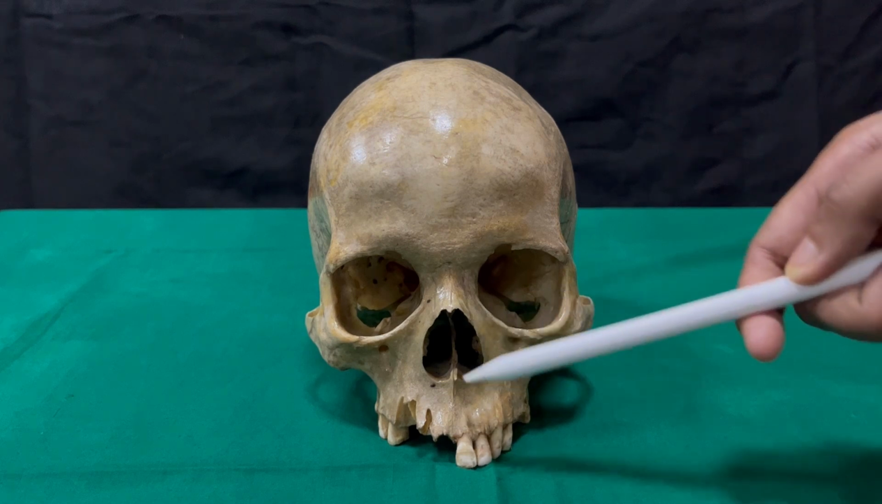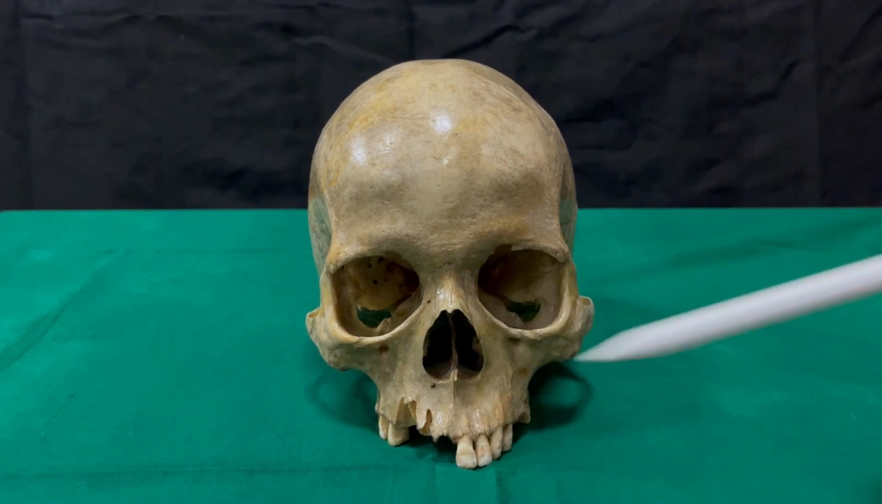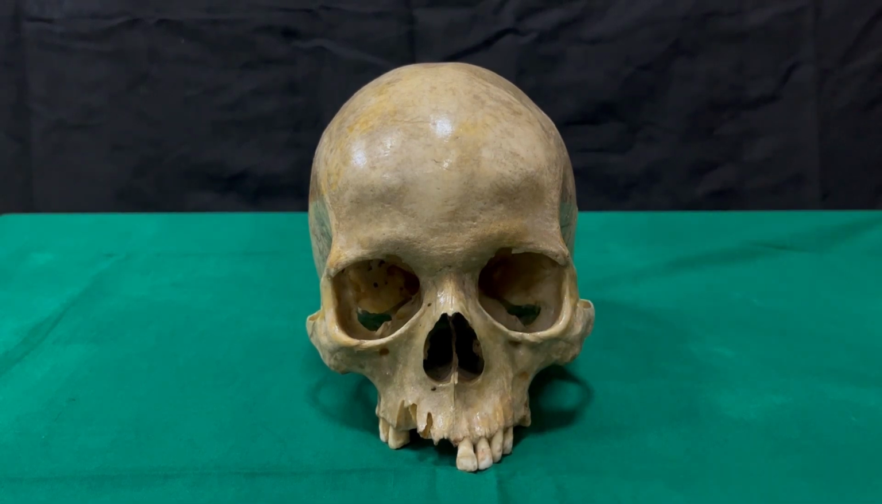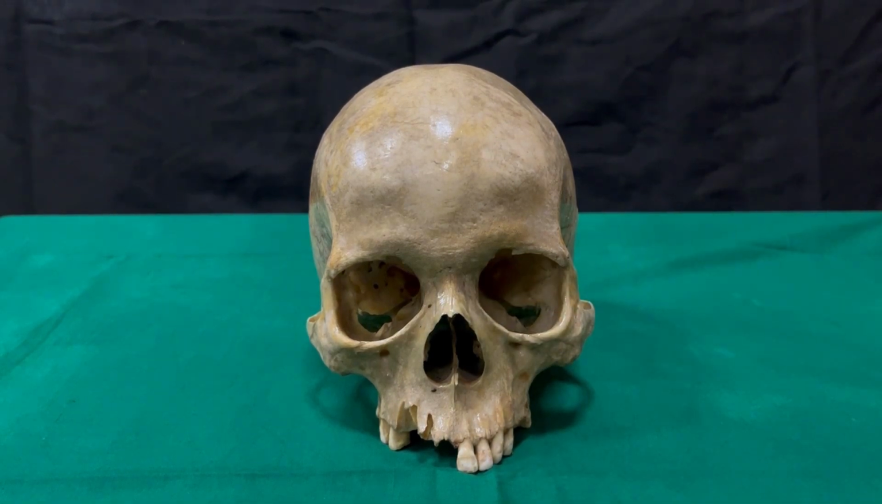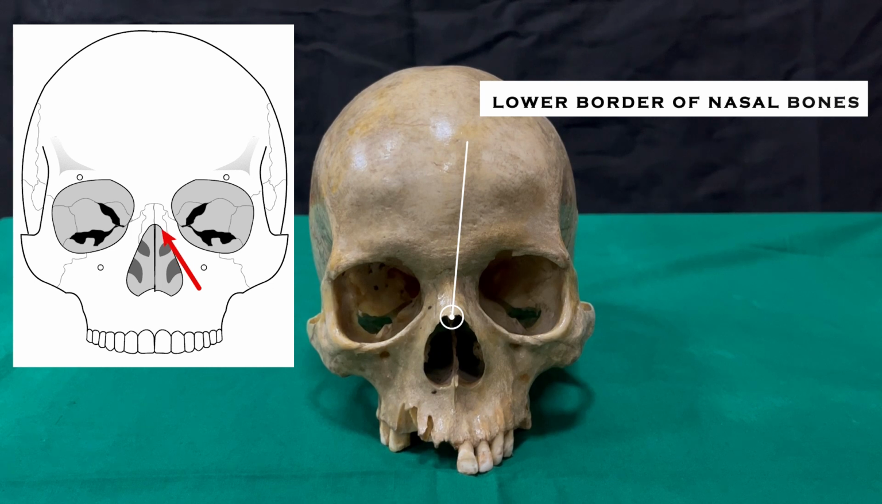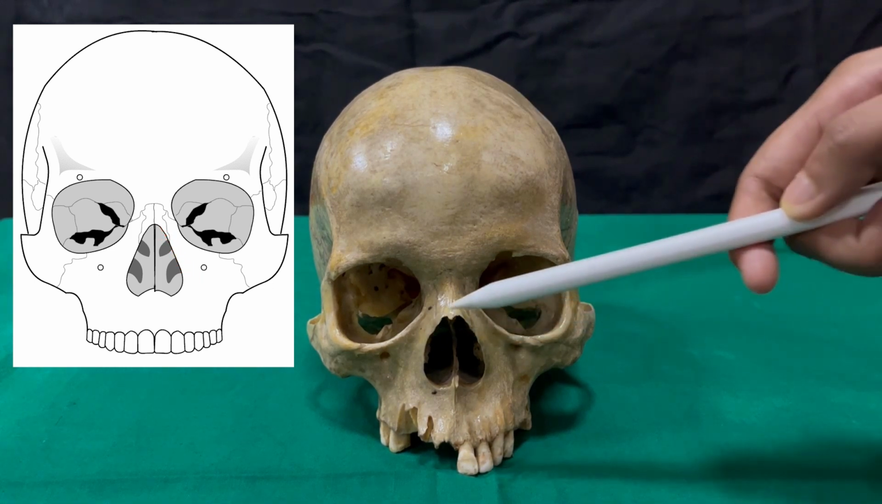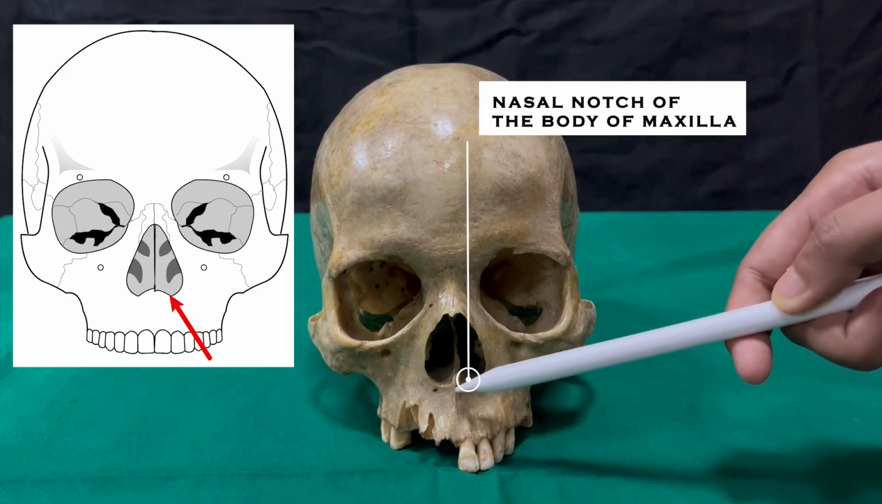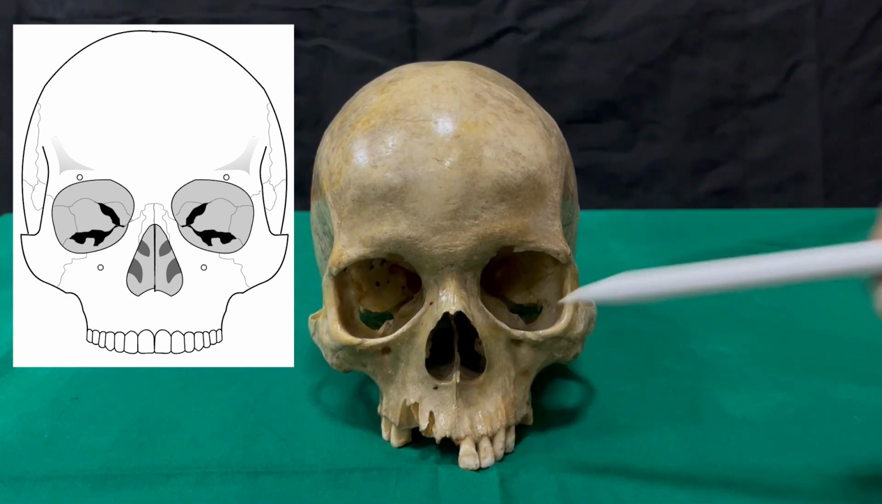The third region that I would like to draw attention to is the anterior bony aperture of the nose. This is pear-shaped, being wider below and narrower above. It is bounded above by the lower border of the nasal bones, below by the nasal notch of the body of the maxilla on either side.